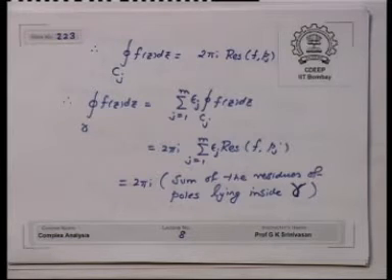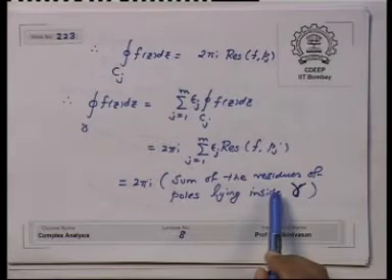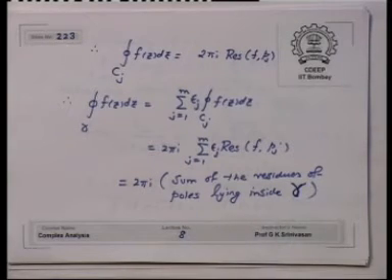So, is it clear? In short, the integral of f(z) dz over gamma equals 2 pi I times the sum of the residues of the poles lying inside gamma. This is a simple way of remembering it. This is the residue theorem. This is the exact analog of Gauss's theorem in electrostatics, namely the total electric flux over a closed surface equals the sum of the charges lying inside.